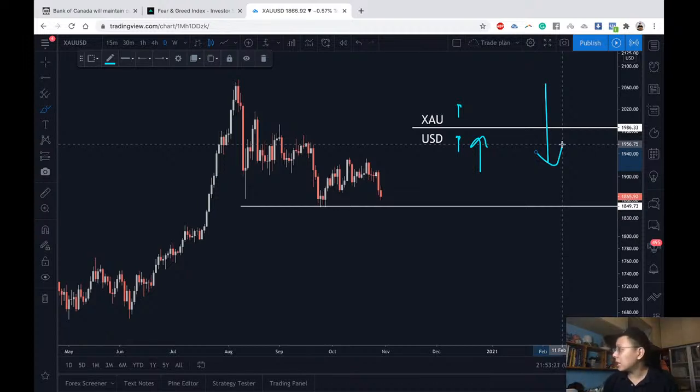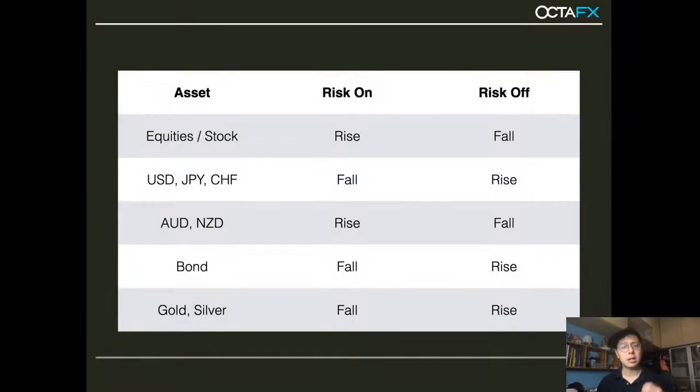That's why the clearest instrument for you to trade based on sentiment is to pair up one that is going to go up, one that's going to go down. Based on this table here, the clearest ones are of course Aussie yen and New Zealand yen.